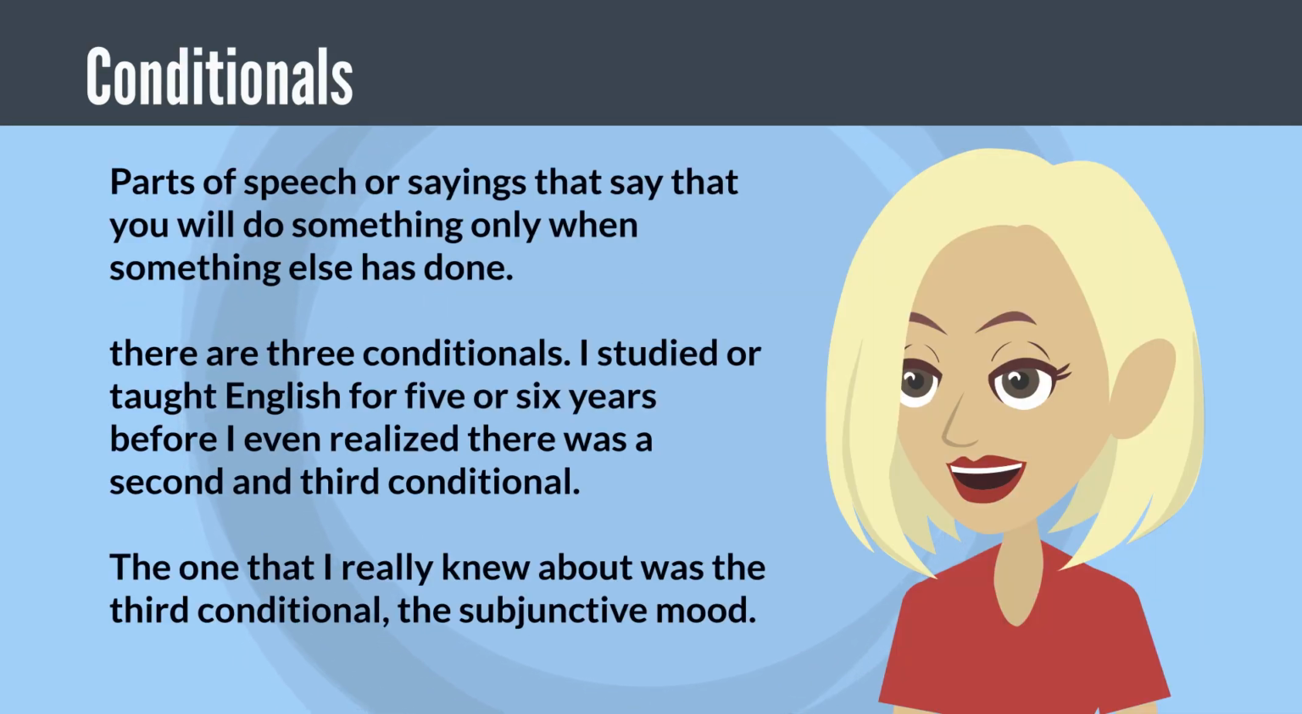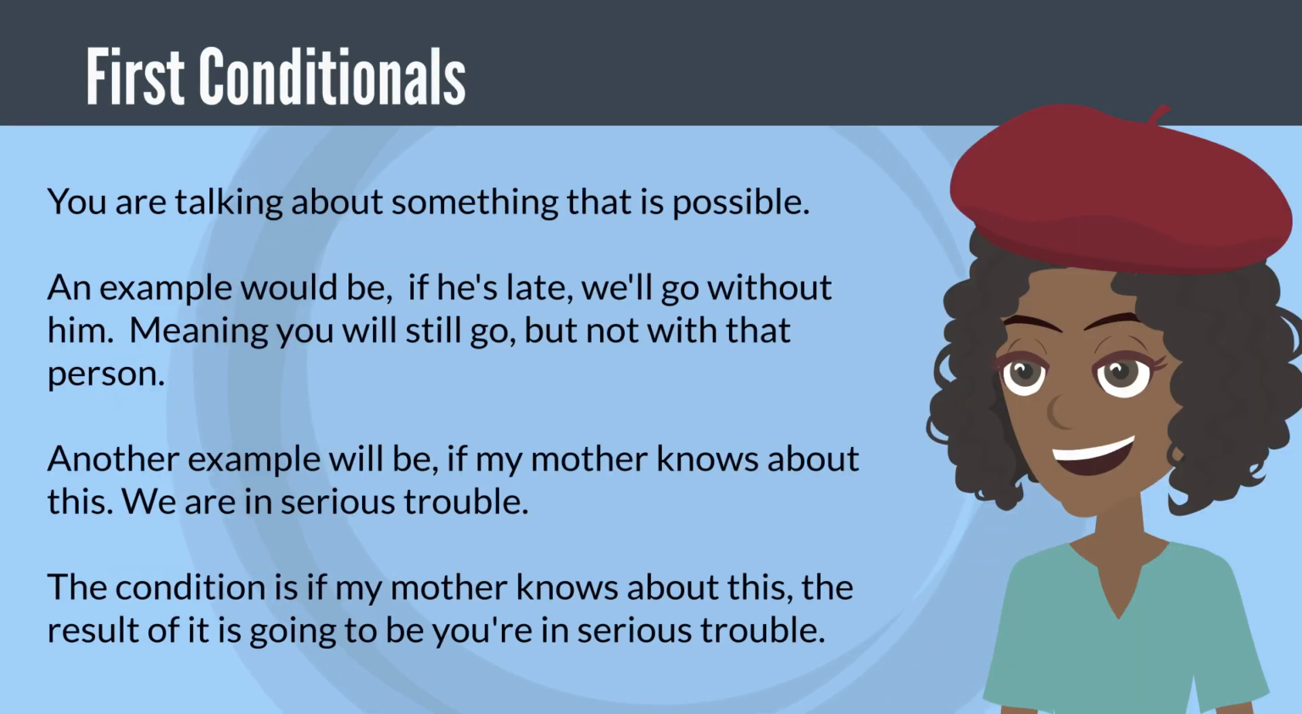Conditionals are parts of speech or sayings that say that you will do something only when something else has been done. There are 3 conditionals. I studied and taught English for 5 or 6 years before I even realized there was a second and third conditional. The one that I really knew about was the third conditional, the subjunctive mood. With first conditionals, you are talking about something that is possible. An example would be, if he's late, we'll go without him. Meaning you will still go, but not with that person.